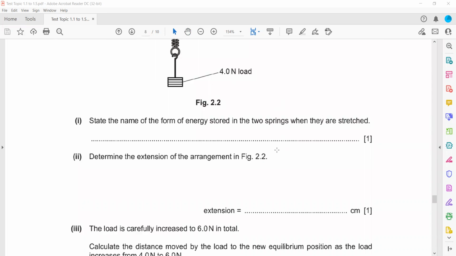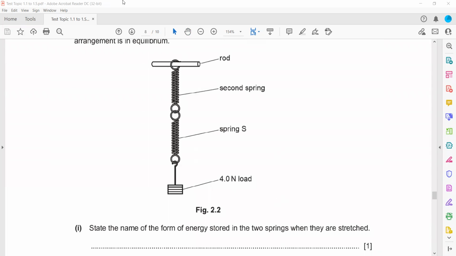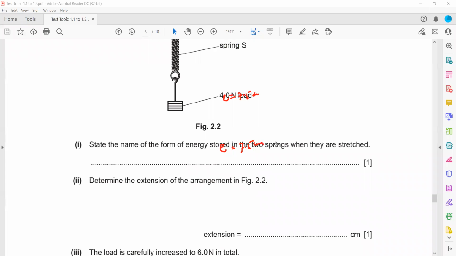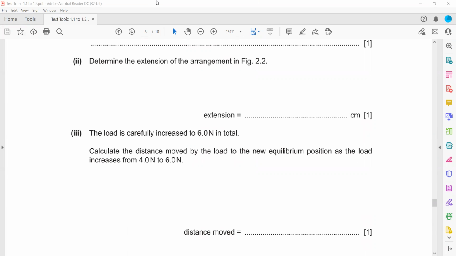So how can we work out the total extension? The change in the length for the first spring is 7.5, and the change in the length for the second spring is also 7.5. So 7.5 plus 7.5 equals 15 centimeters. So the total extension will be 15 centimeters.